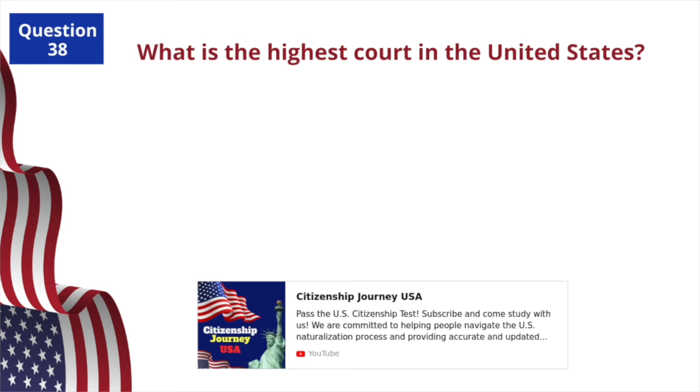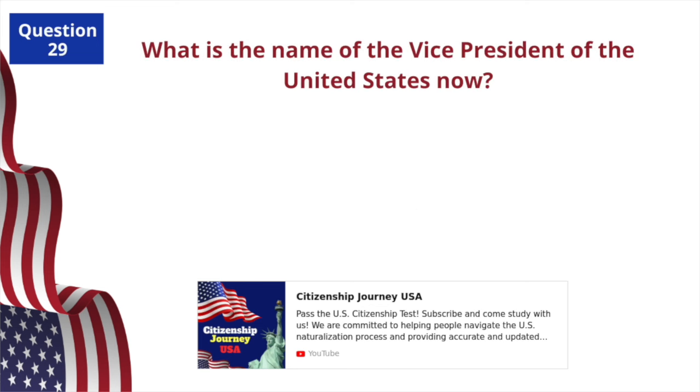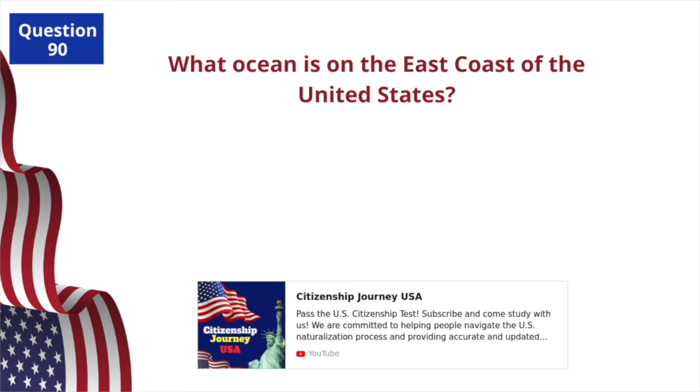What is the highest court in the United States? The Supreme Court. What is the name of the Vice President of the United States now? Kamala Harris. What ocean is on the east coast of the United States? Atlantic Ocean.